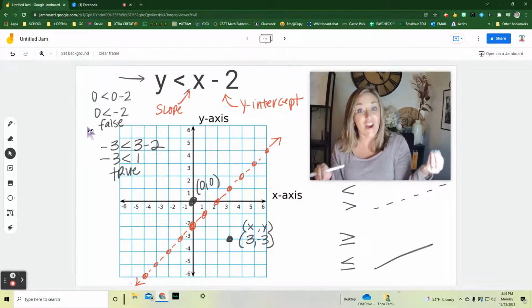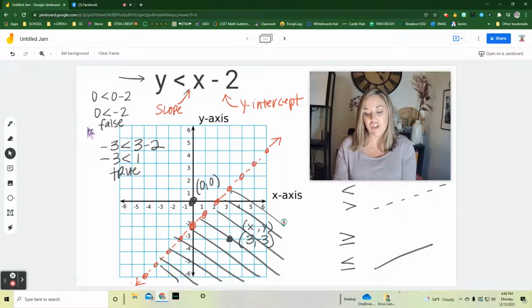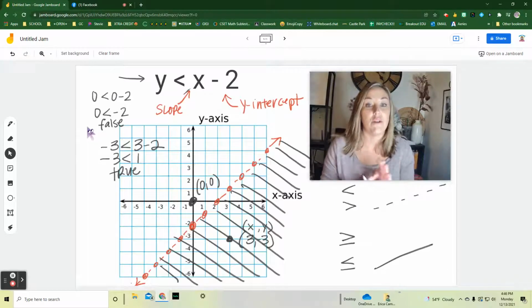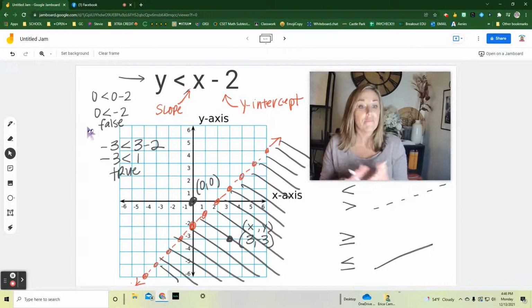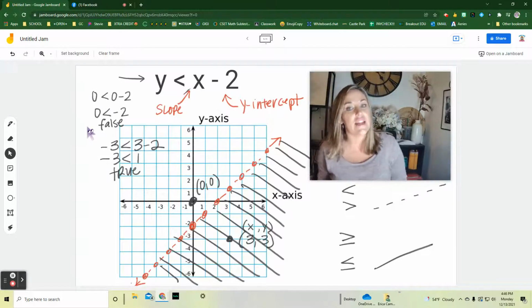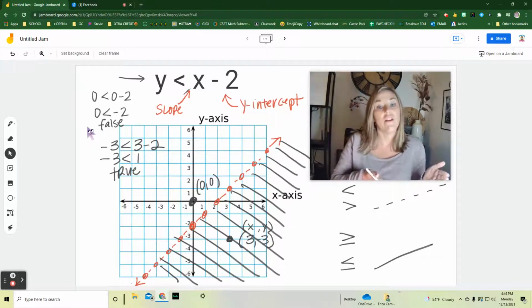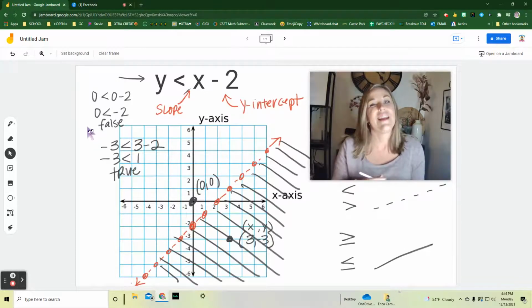And then the ordered pair on the other side should give us a true statement, and we shade where it's true. So we are actually going to shade this entire area. This would be how you graph this inequality. Any ordered pair in the shaded area can be plugged into that inequality and give us a true statement. Any ordered pair in the non-shaded area or on the dotted line will give us a false statement.